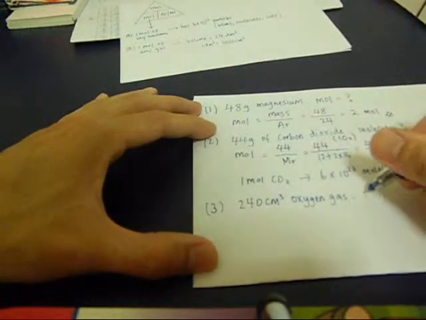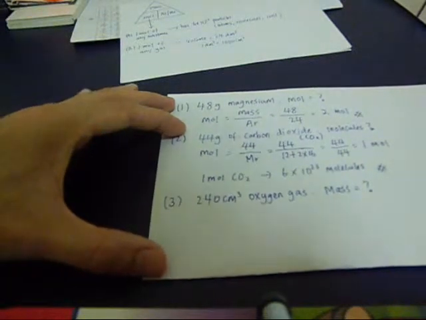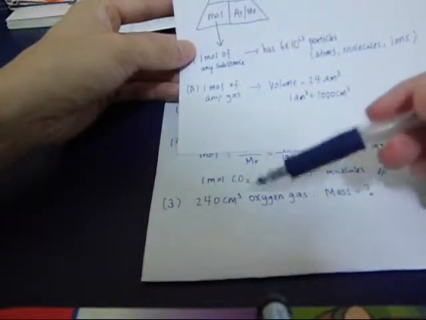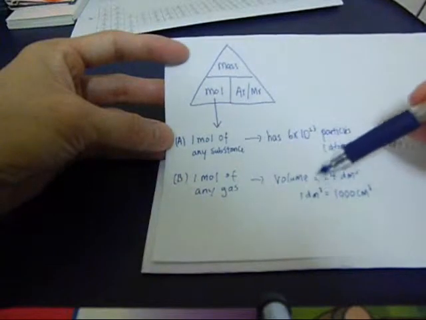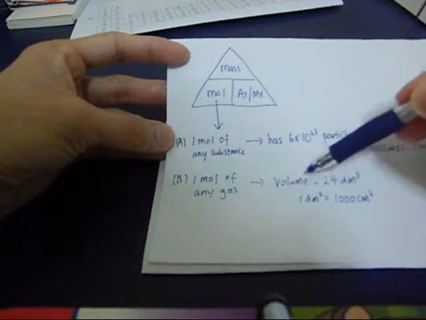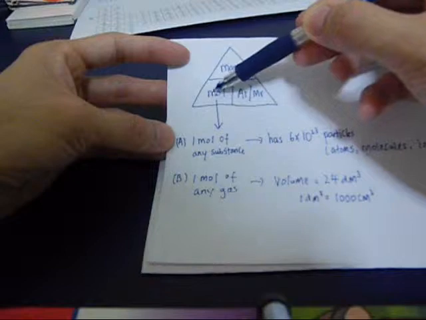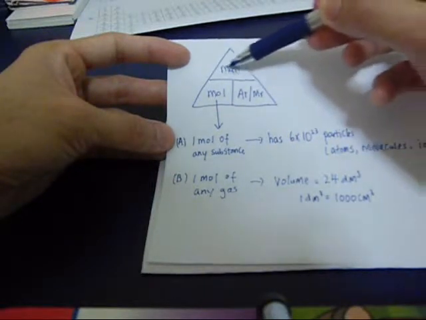Okay, and then you are asked to find the mass. 240 cm cube of oxygen gas, what is the mass? If you look at the formula, you are given the volume, and you have to find the mass. So first, you need to find the number of mole, and after that, you can find the mass.